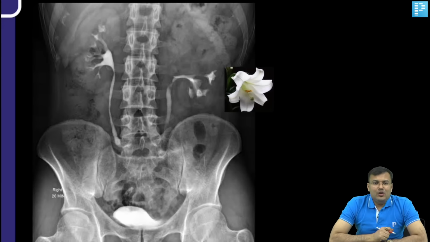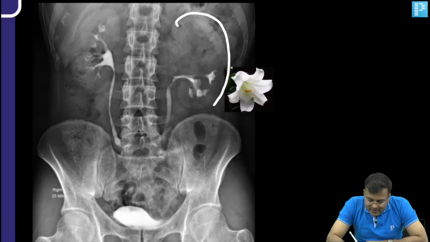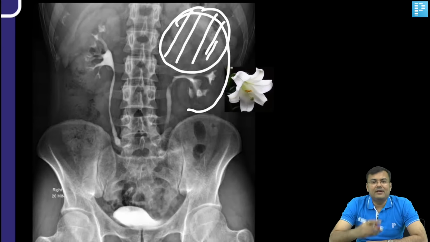You can easily see drooping lily. And can you see the kidney? You can see the shadow of kidney here. This is the kidney shadow. This upper pole is not visualized. Why? Because it is non-functional.